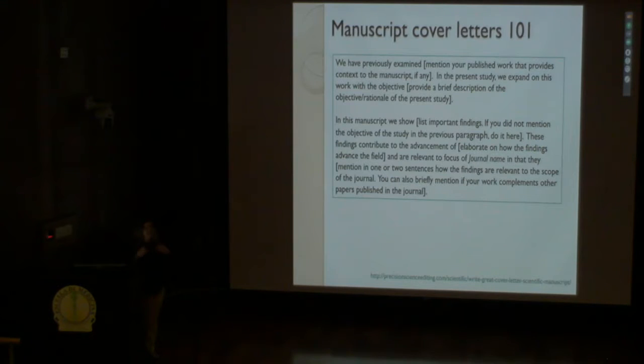You should not go exhaustively into your important findings. You want to do one or two key findings. What are the most impactful findings in your study? Also, talk about how the findings advance the field. That's your sell point. And then how the findings are relevant to the scope of the journal. And I actually found this very interesting. If you want to go further than just saying, hey, my work is relevant to the focus of the journal, you can say how your work actually complements other papers that are published in that journal. And that would be, I think, a very convincing way to go as well.